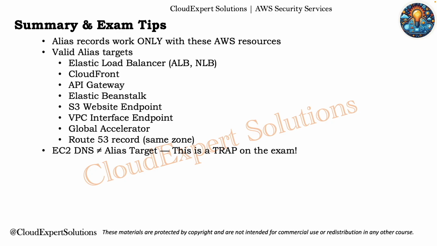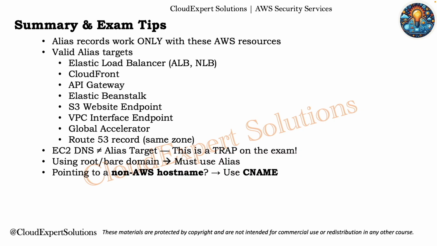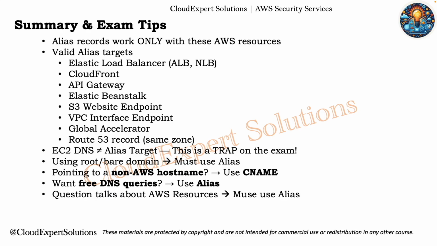Don't fall for it. If the question says root domain or zone apex, the answer is always alias. It cannot be a CNAME record. If you are pointing to something outside AWS, like a third-party server, then CNAME is your answer. If the question talks about free DNS queries or cost optimization on DNS queries, the answer is always alias. If the question talks about pointing to AWS resources and you have two options to choose between alias and CNAME, you must choose alias over CNAME every time.